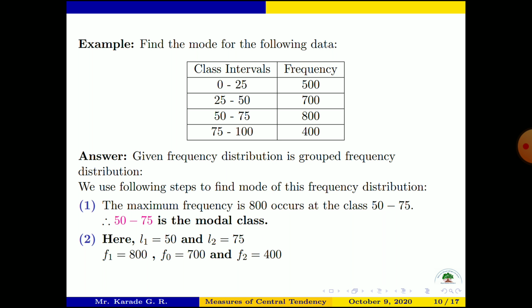So now let us go to the next slide. Now in the next step we will write the formula to find the mode. The mode is equal to L1 plus (F1 minus F0) divided by (F1 minus F0 plus F1 minus F2), into (L2 minus L1).